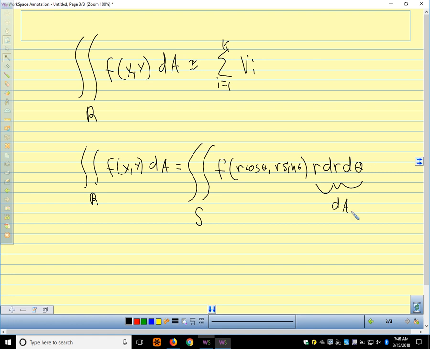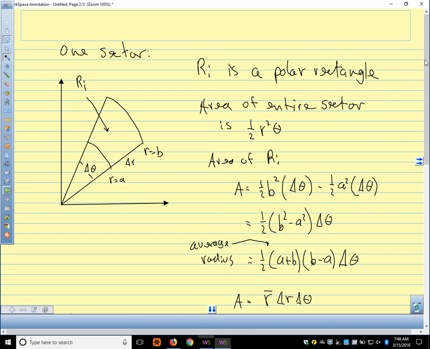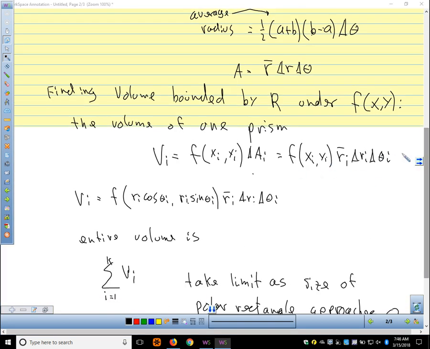Back a page, because I see a V sub i term. V sub i is just that thing. Okay, thank you.